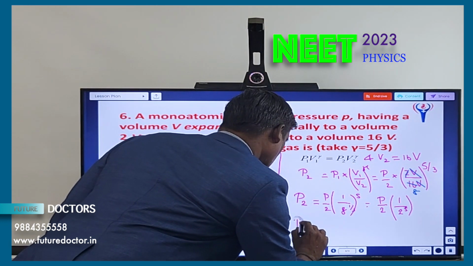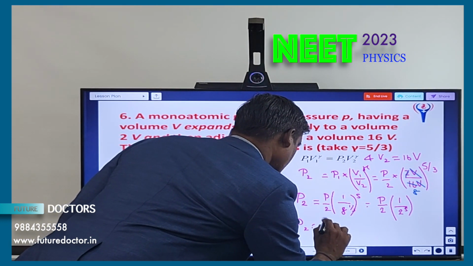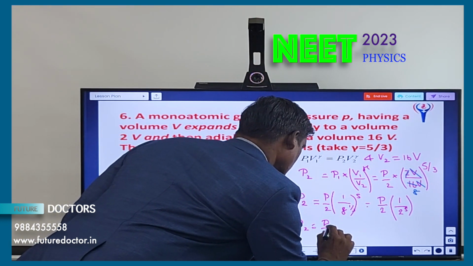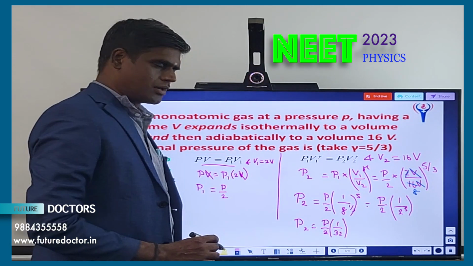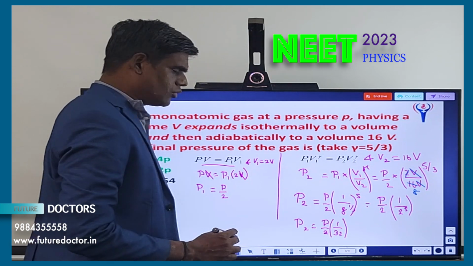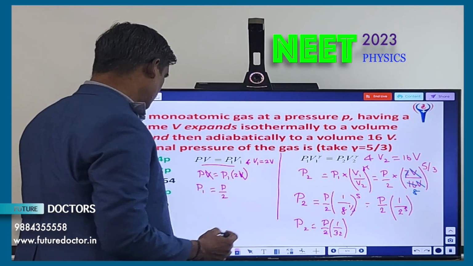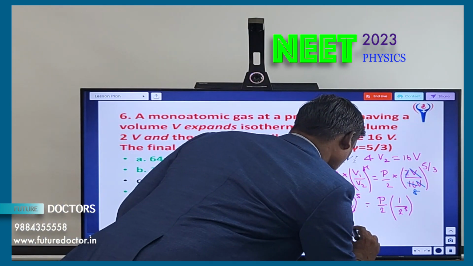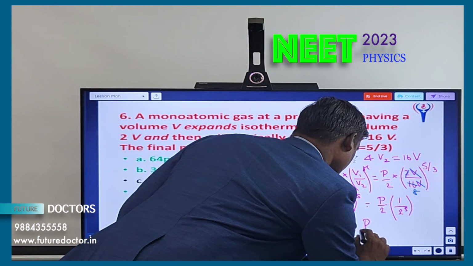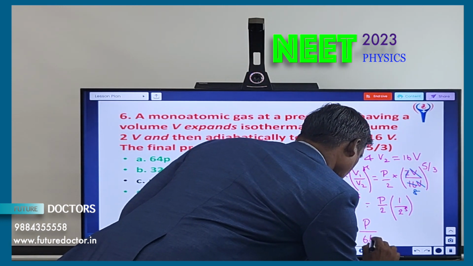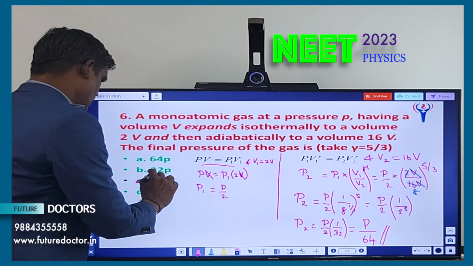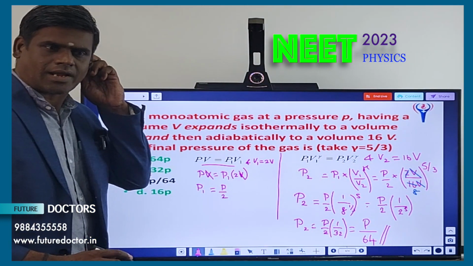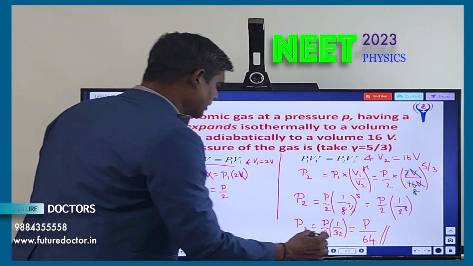Therefore, P2 equal to P by 2 into 1 by 32. 2 into 32 is 64. Therefore, this is equal to P by 64. Which option? Option C is the correct answer. Let's move to question number 7.